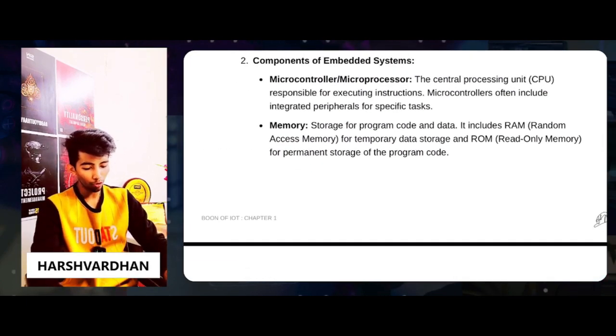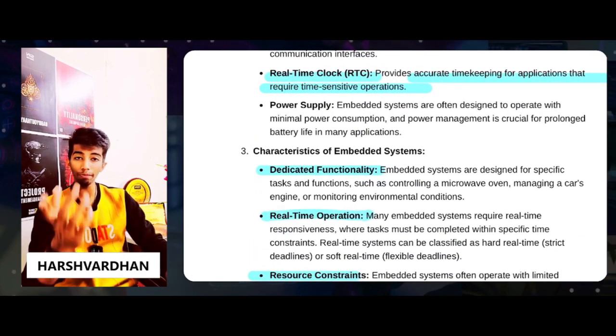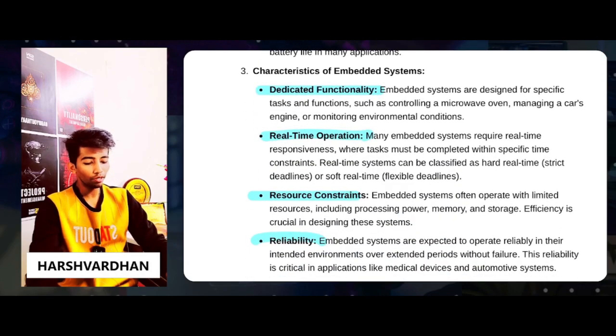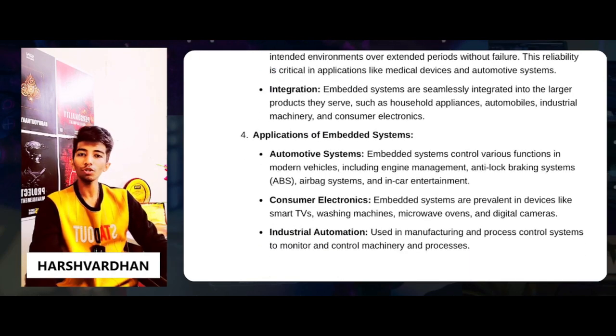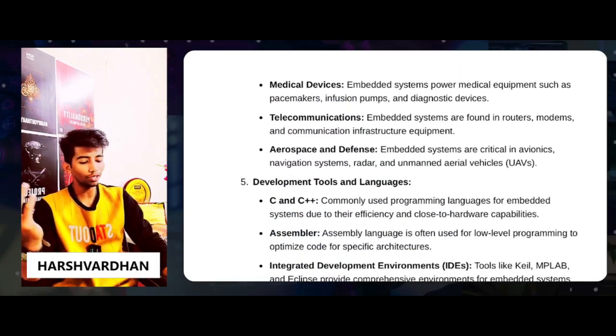They include microprocessor, controller, memory, input output, real-time clock which provides timekeeping in the application, and power supply. Characteristics of embedded systems: dedicated functionality, real-time operation, resource constraint, reliability and integration. And applications are there like automation systems, industrial automation, any kind of automation. Nowadays IoT is everywhere, okay.